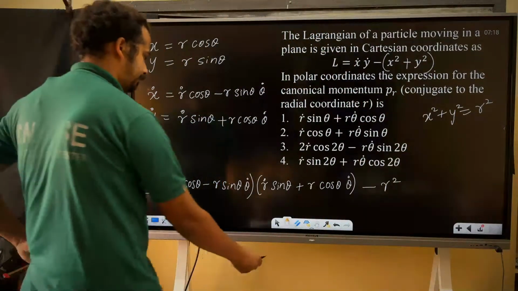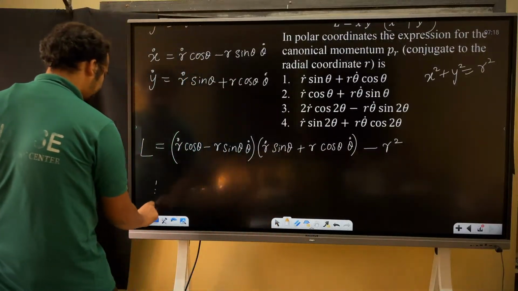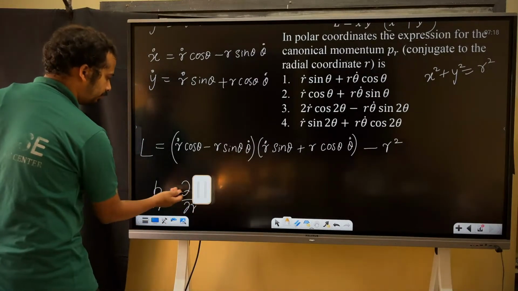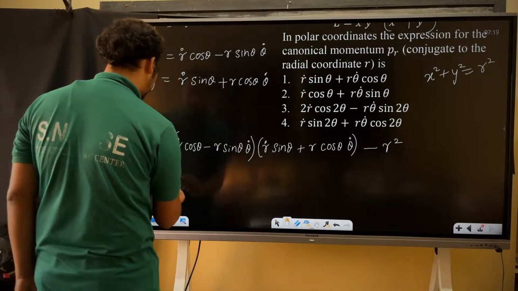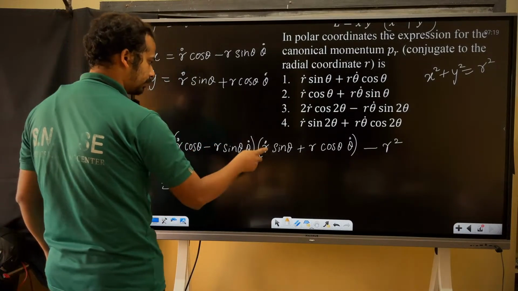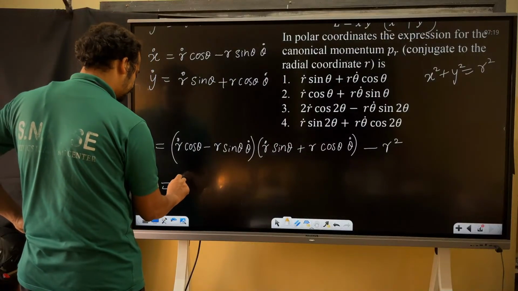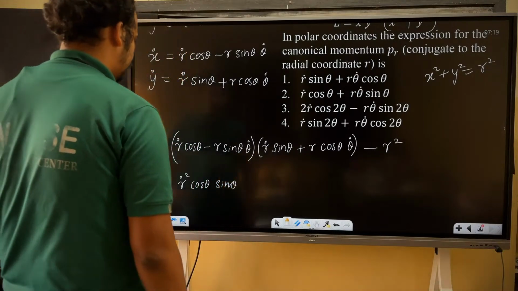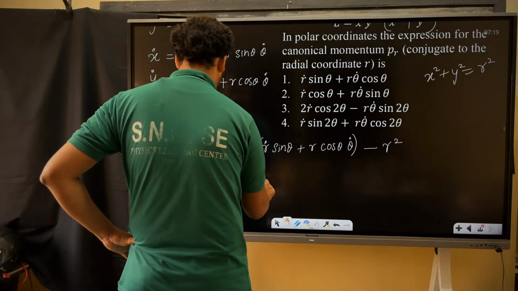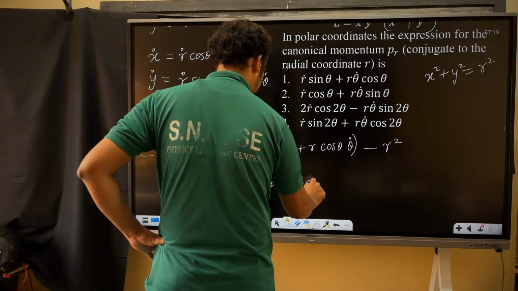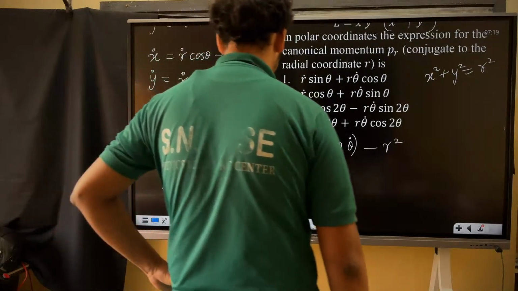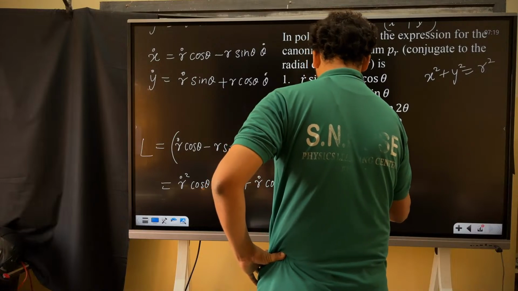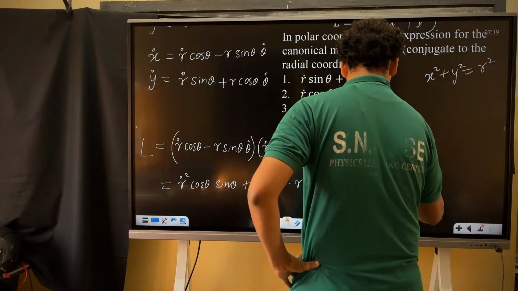Now what is being asked? What is p r? It is dou L by dou r dot. Am I right? We better multiply it out. So what is this one? r dot cos theta times r dot sin theta gives r dot squared cos theta sin theta. Plus r dot cos theta into r cos theta theta dot, minus r sin theta theta dot times r dot sin theta.